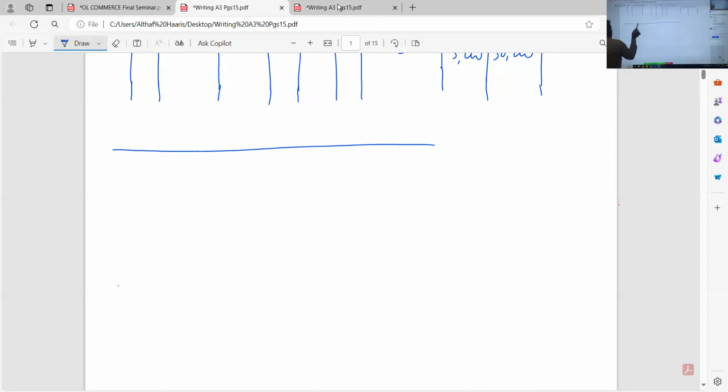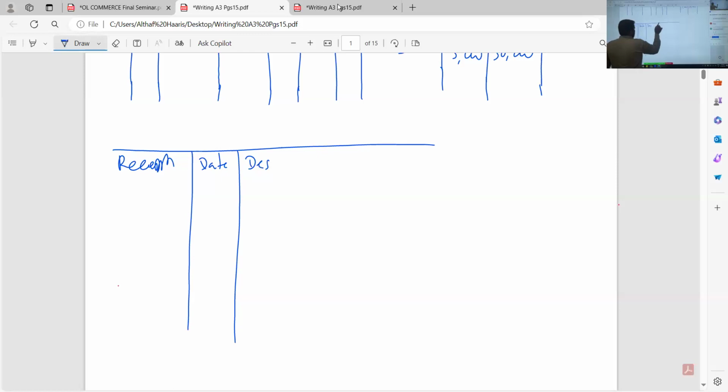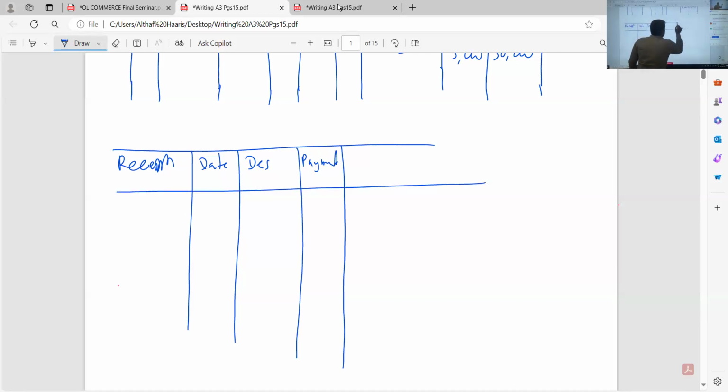Okay. Here I'll just write the important ones. Receipt. And you have the date, description, and here payment. For the payment, you will have the analysis columns. Yes, commas is easy. If you study from the scratch properly, commas is easy. If you didn't study from the scratch properly, commas is difficult.